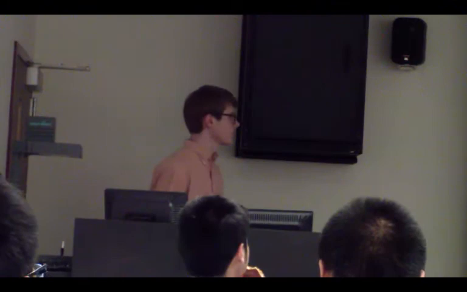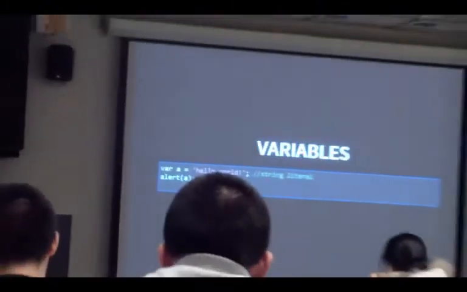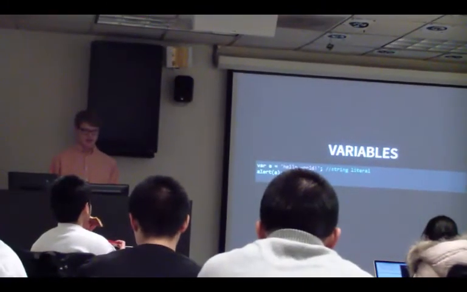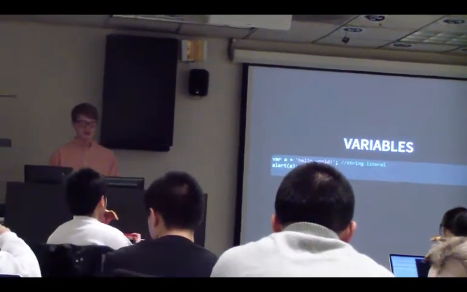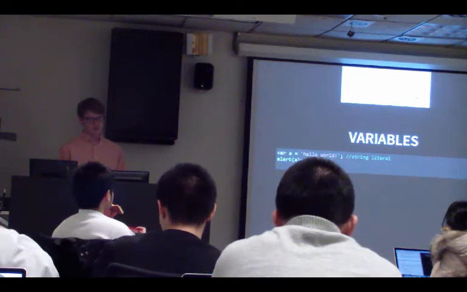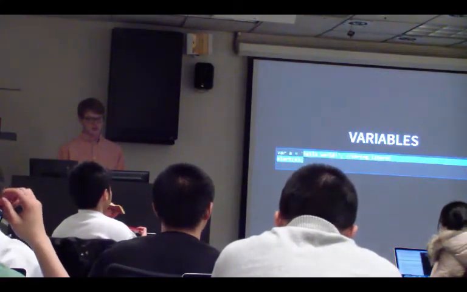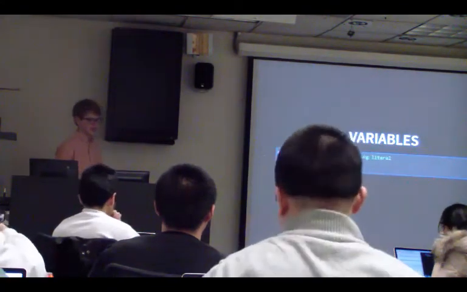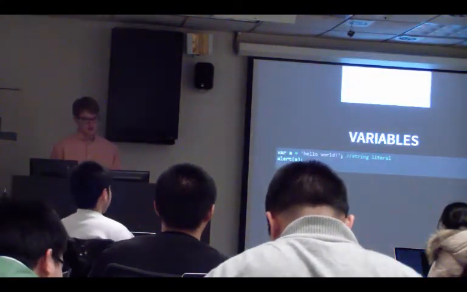Variables in JavaScript are declared with the var keyword. You use var and the name you're using for the variable, and then you can assign to it. For this example, we'll just do var a equals hello world and alert a. If you're following along in the slides, if you press F2, it will execute the JavaScript. So you can see hello world is run, and it just prints out hello world.